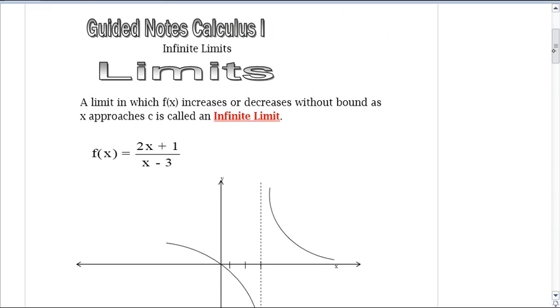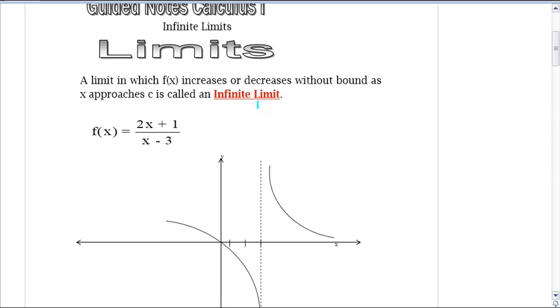So let's go ahead and read the first little bit. A limit in which f of x increases or decreases without bound as x approaches c is called an infinite limit. Basically, in English, if you look at your height at a certain location and it's reaching infinity or negative infinity, you have an infinite limit.